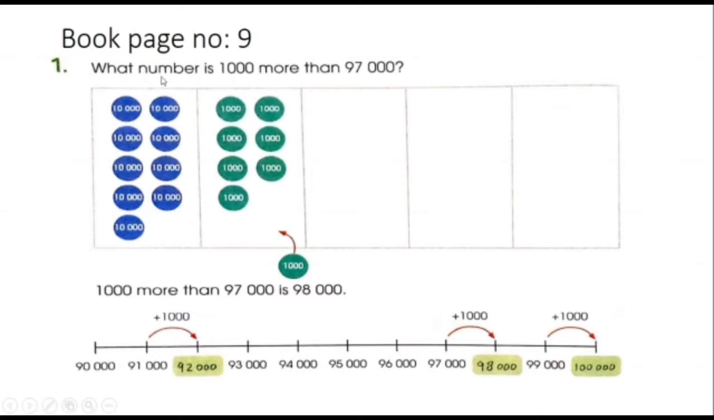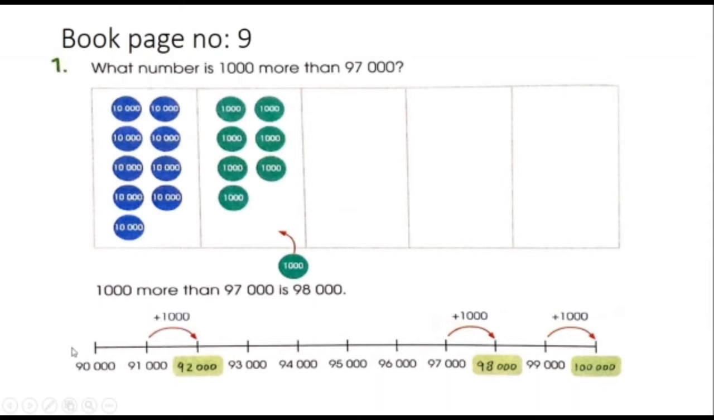Example number 1, what number is 1000 more than 97,000? Here you have to tell if 97,000 में आप 1000 बढ़ा दें तो ये नंबर क्या बनेगा. So whenever you have to increase a number, you have to do addition. Okay, so let's observe these number discs. We have 9 10,000s and we have 7,000s over here, and we have to add one more 1,000 into this. So when we add one more 1,000, this number will be 98,000.